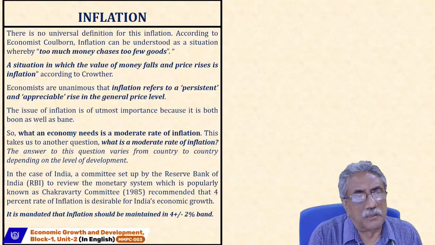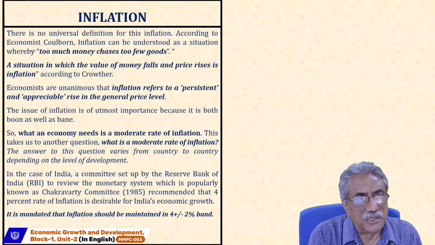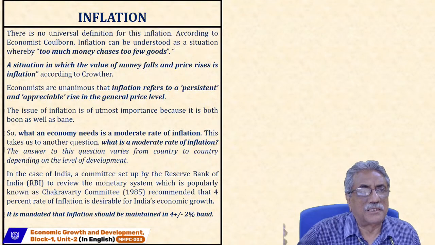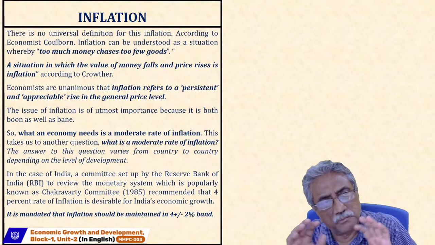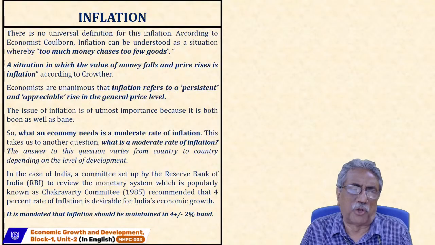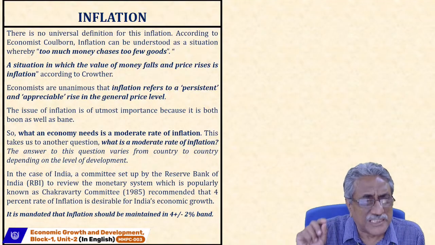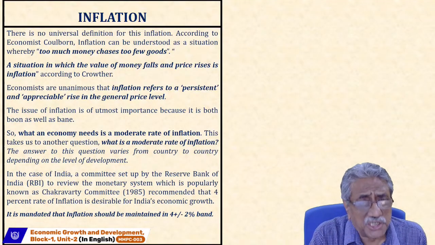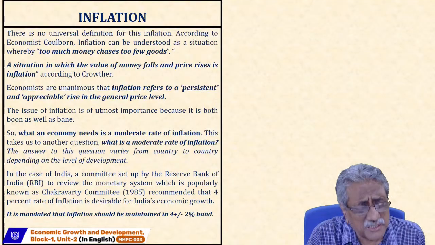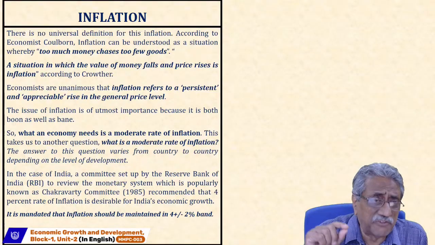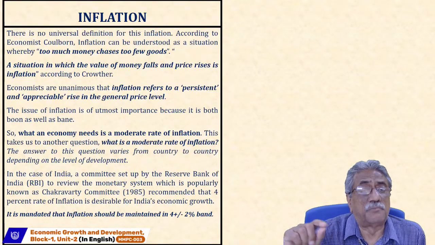That is what the second economist, Crowther, says: a situation in which the value of money falls and prices rise, inflation is there. So there can be different views of the economists, but they are unanimous that inflation refers to a persistent and appreciable rise in the general price level. Persistent means it is growing, and appreciable means it is a significant rise.